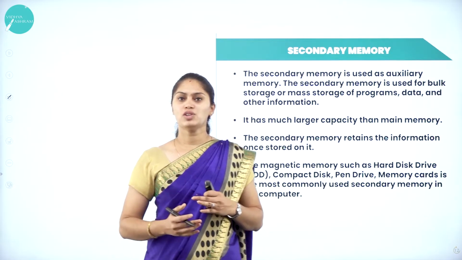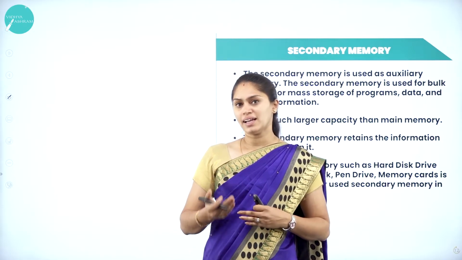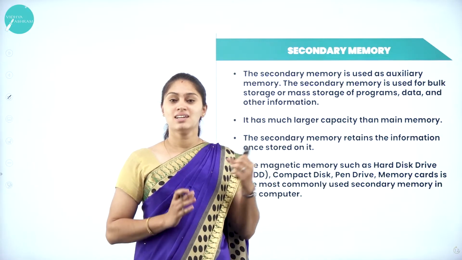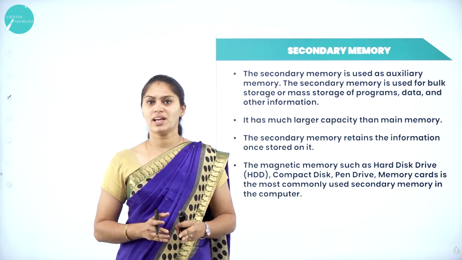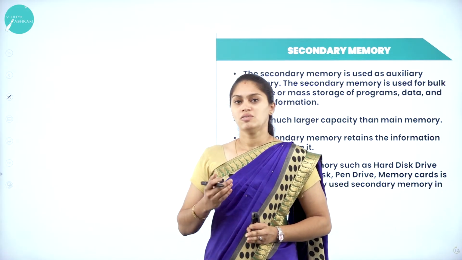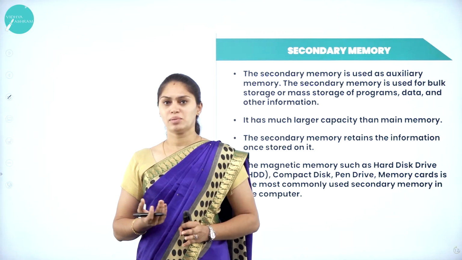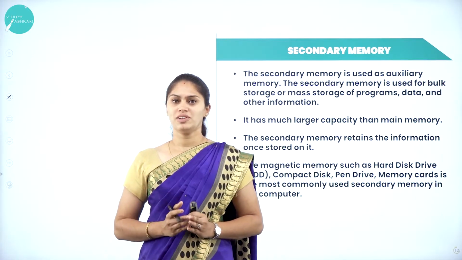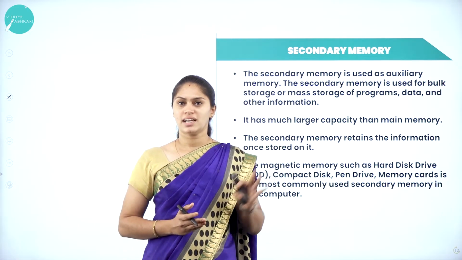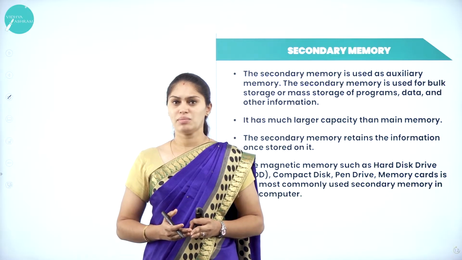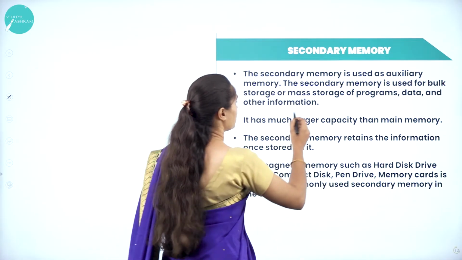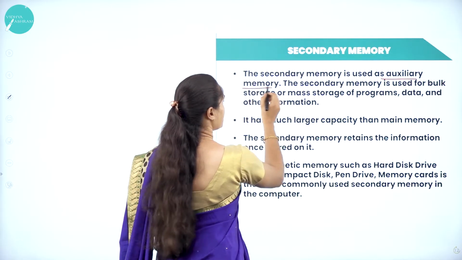So what if I want to store a large amount of data, bulk data or mass data? At that time I need to go with secondary memory. Secondary memory is also known as external memory. Apart from the primary memory, we can have a further memory in order to store a large amount of data. That is known as what? Secondary memory. We have several names for the secondary memory. It is also known as expansion memory, external memory or auxiliary memory.